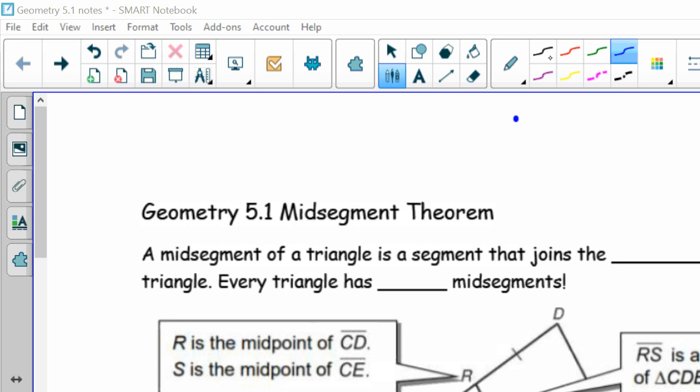So today in geometry, we're going to start chapter 5. We're going to look at section 5.1, the midsegment theorem. So we're going to start out with some vocabulary.